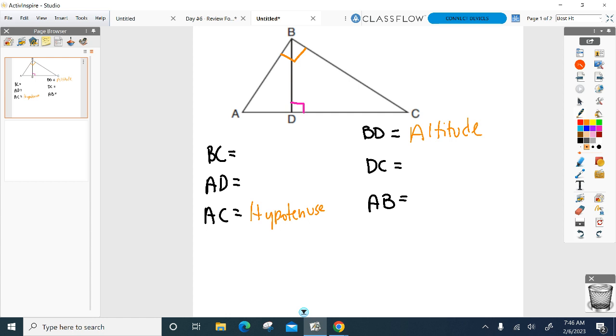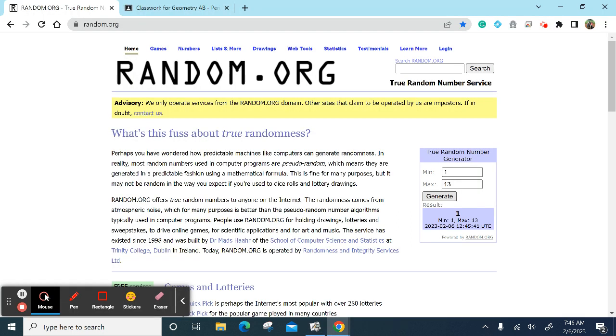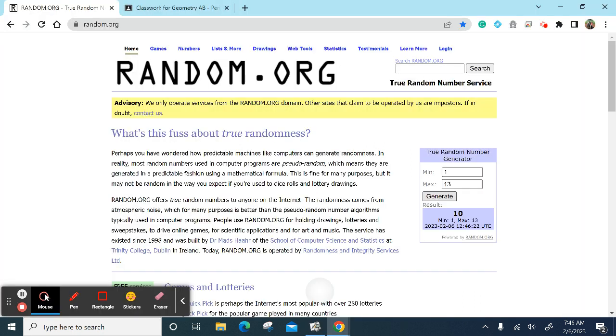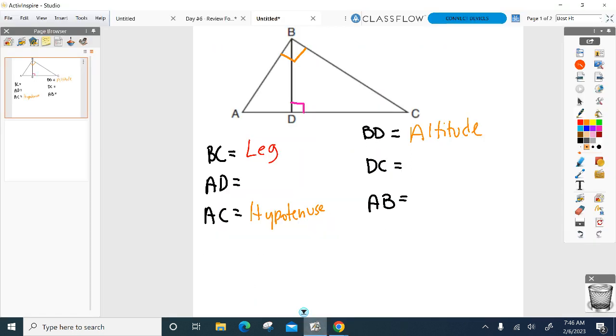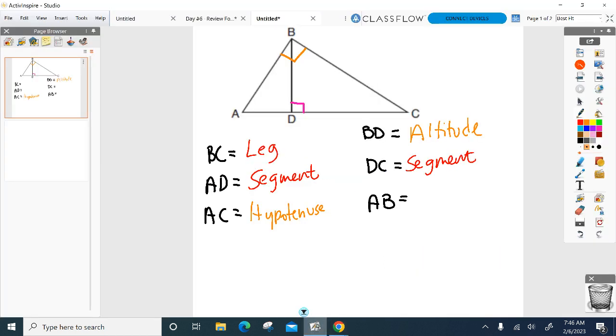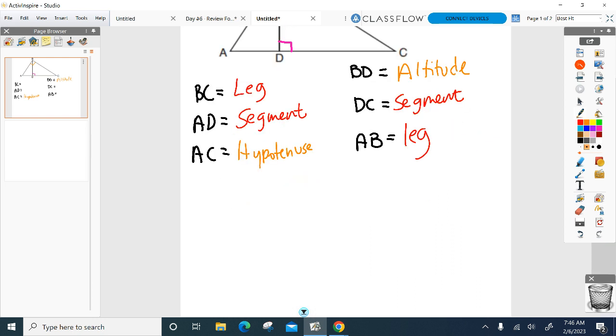So now that we know it's Hills and SAS, what's BC going to be? That's a what in Hills and SAS? Leg. AD, segment. DC, segment. And AB, leg. Any questions there?